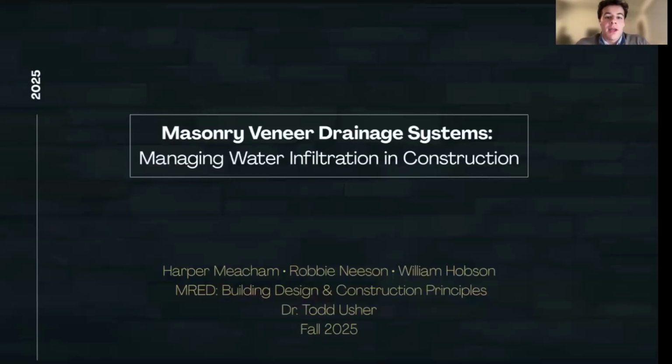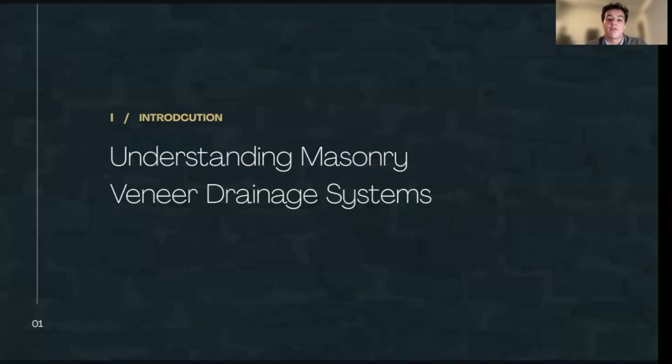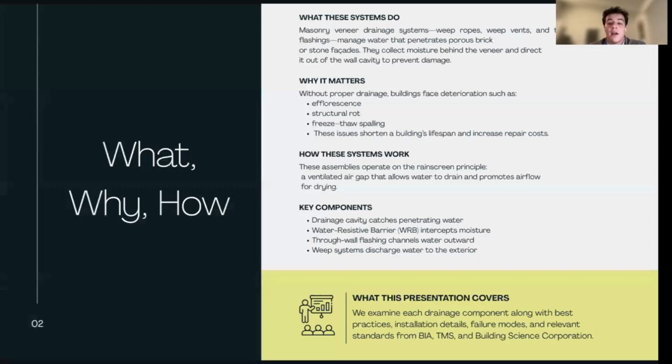So our project is on masonry veneer drainage systems, specifically looking at how these systems manage water infiltration in construction. Our introduction: masonry veneer drainage systems, specifically weep ropes, weep vents, and through wall flashings, are integrated architectural tools that are designed to manage and direct water that inevitably penetrates these veneer masonry facades, such as brick or stone. These tools function by collecting water in a space behind the veneer and directing it out of the wall cavity, which ultimately prevents structural damage to the wall.